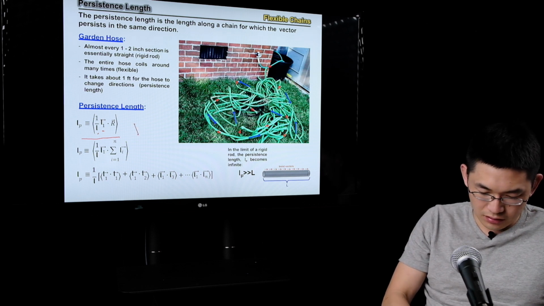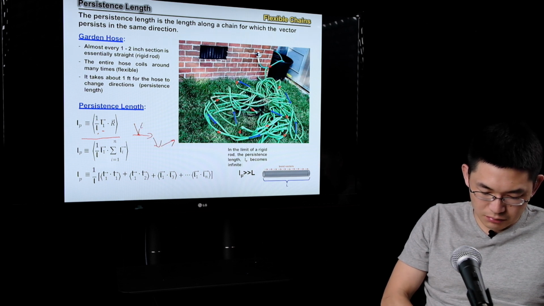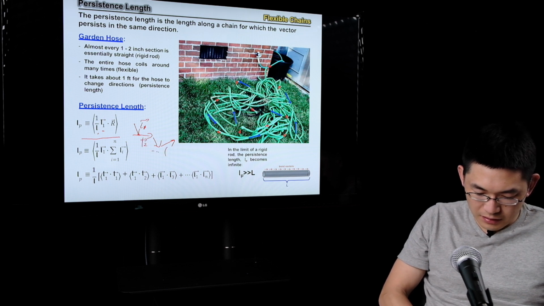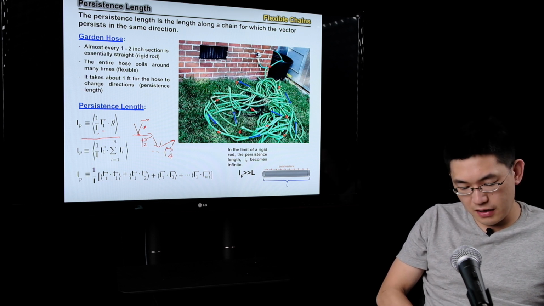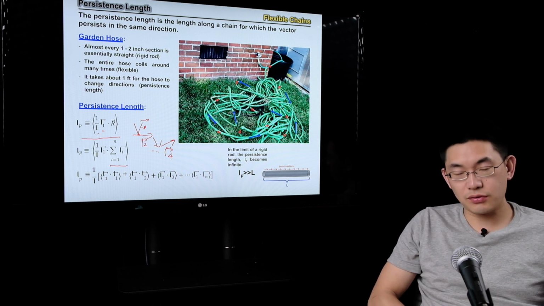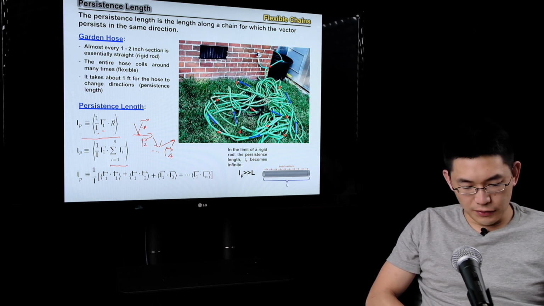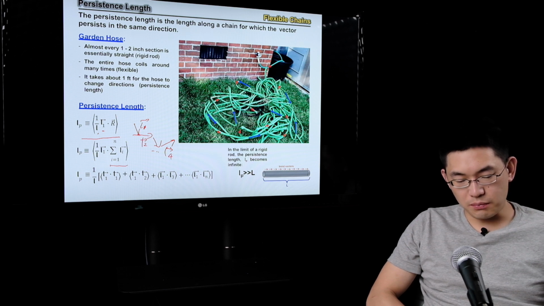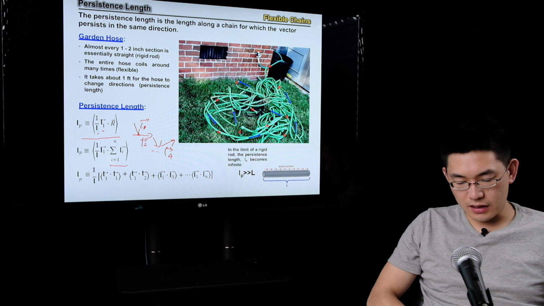So if I'm going to draw, this will be 4 segments of different bonds. This will be the L1 vector. The second bond will be L2, and we have the L4 vector. And R is the end-to-end distance, which is defined by the sum of all the bond vectors. So if you add L1, L2, L3, L4, you would end up with the end-to-end vector, which is R. And if you use this equation, which shows the projection of your end-to-end distance along the initial bond direction, that is defined as the persistence length.